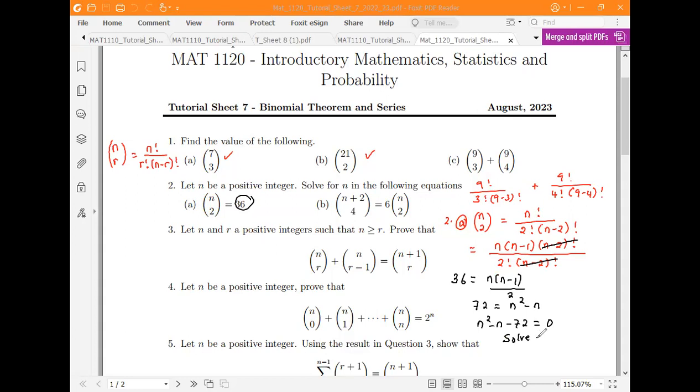You guys know how to solve quadratics. I hope that's fine. Do you have any questions? Any questions? Because I want to say B, you refer to A, but we'll talk about it a bit.